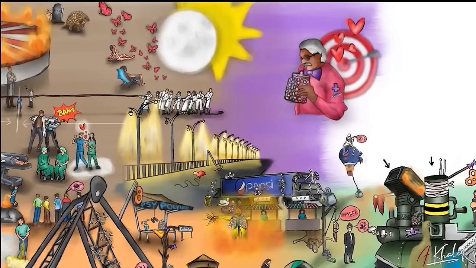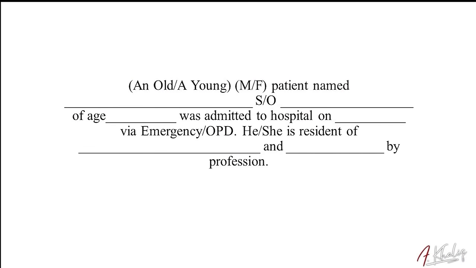Now, before I go, I would like to share a template for taking history with you guys. First of all, you're going to take the biodata. For example, a young male patient named XYZ, son of ABC, of age ABC, was admitted to hospital on the date via emergency. He's resident of XYZ and ABC by profession. Now in these two sentences, you're going to cover the whole of the biodata of the patient.